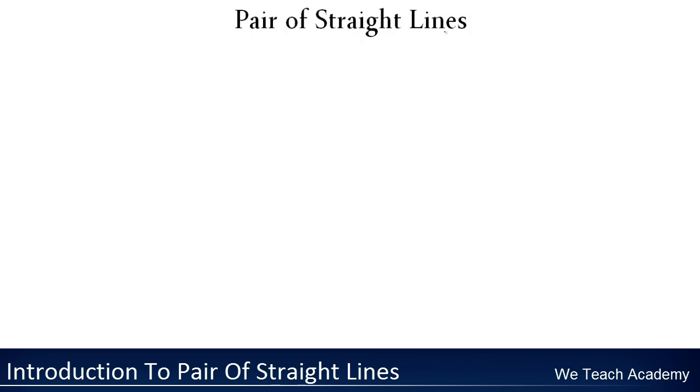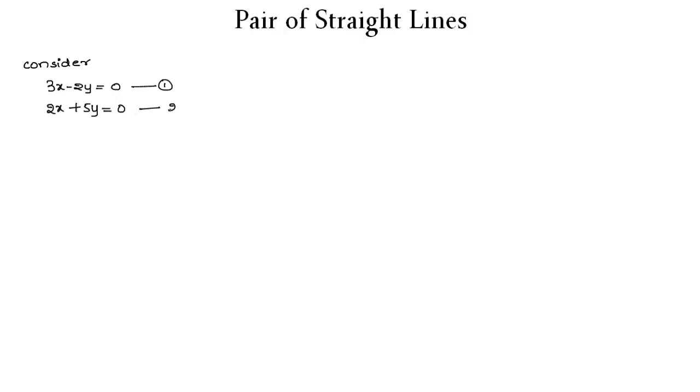Here in this section we are going to discuss a new topic called pair of straight lines. As you are already familiar with straight lines, let us consider two straight lines such as 3x minus 2y = 0 and 2x plus 5y = 0. Let us name these equations as 1 and 2.